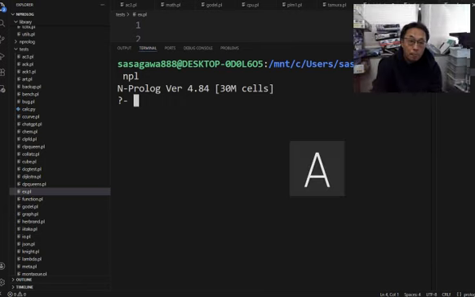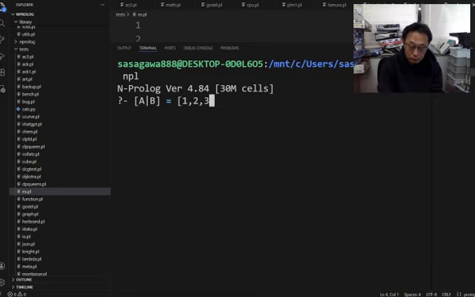Hello! In this 1-minute Prolog lesson, let's look at list pattern matching. In Prolog, lists are not just data. They can be decomposed directly in patterns. Here is the basic form: head, tail. Head is the first element. Tail is the rest of the list.